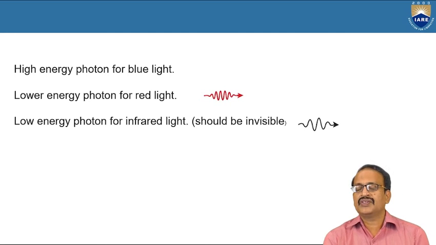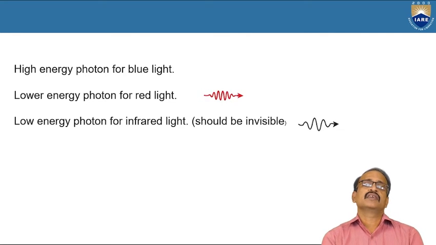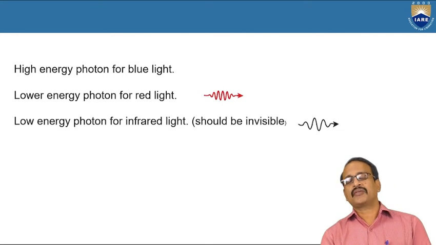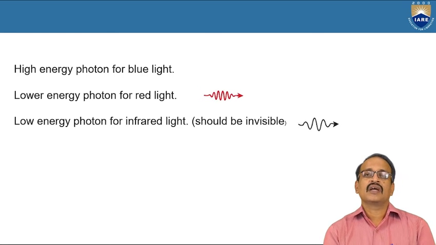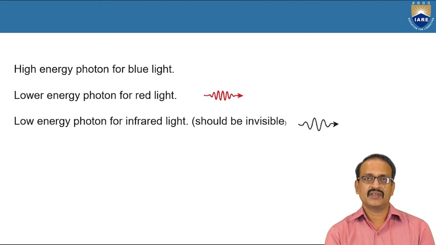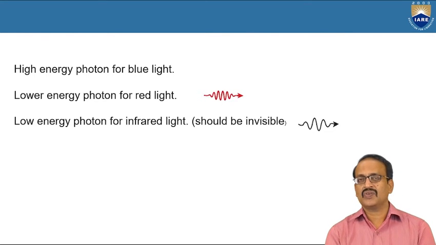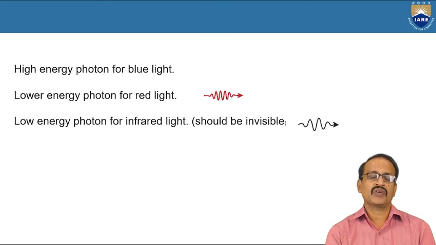Based on these wavelengths, we have categorized different rays. If you are watching a blue color, it's blue because it's a high energy photon. If the light is blue, the photon is a high energy photon. If you are observing a red color, it is a low energy photon. And infrared light, which you cannot see, is again a low energy photon.